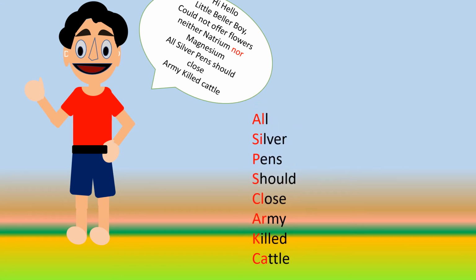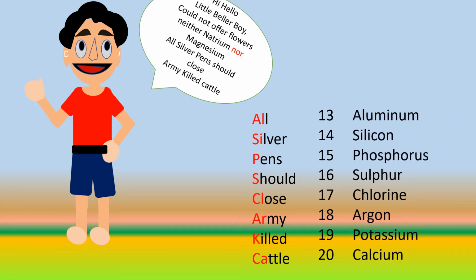All silver pens should close. Army killed cattle. These are the elements from atomic number 13 to 20. We have Al for aluminium, Si for silicon, P for phosphorus, S for sulfur, Cl for chlorine, Ar for argon, K for potassium, and Ca for calcium.